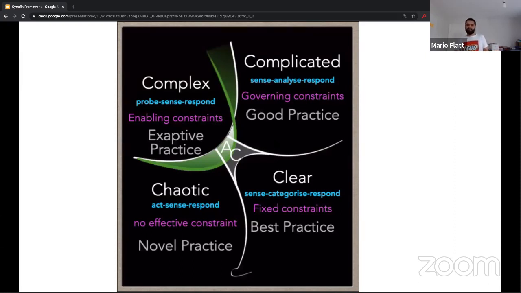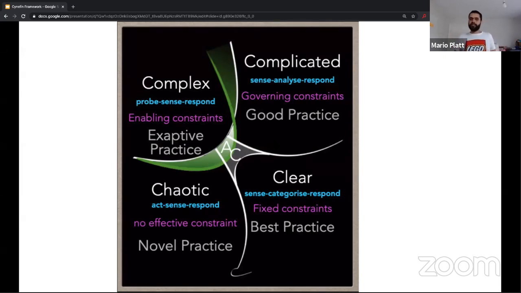Because at that point, as Phil was mentioning, we may be coming up with solutions that have the nature of solutions for the clear domain when we're actually dealing with a complex problem, right? Or something along those lines. So being ontologically ignorant is never a good place to be because we're more likely to make the wrong decisions on how to treat a particular problem.